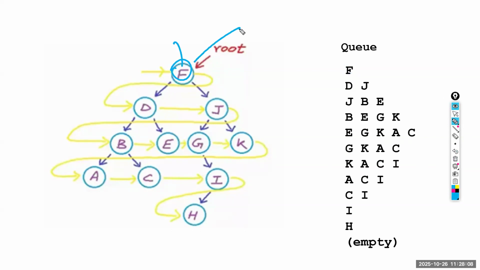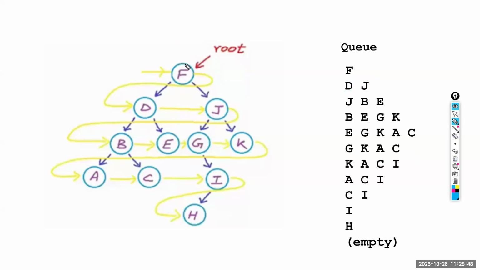Okay. So then you visit the left child. Remember, you have already taken this out. Then you visit the right child. Nothing else to visit. Now again from the queue, you take it out. Now you can see D is taken out. And from there you visit B and E. B and E. Okay, so let me explain it again.